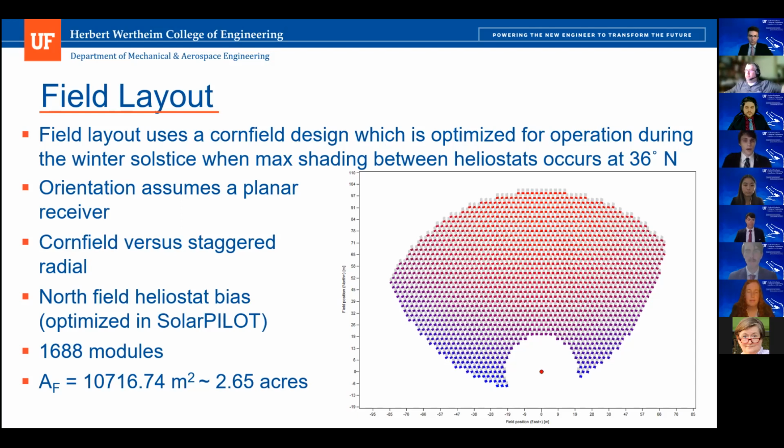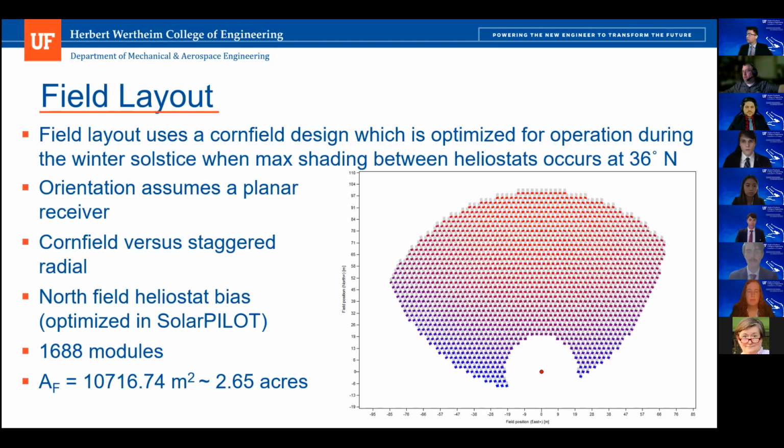So the field occupies 2.65 acres, with the majority of the reflectors being in the north field, with a slight bias towards the east field, as you can see. The way that the reflectors are organized, red are the most efficient, and then as it gets to blue, those are the least efficient in the field.